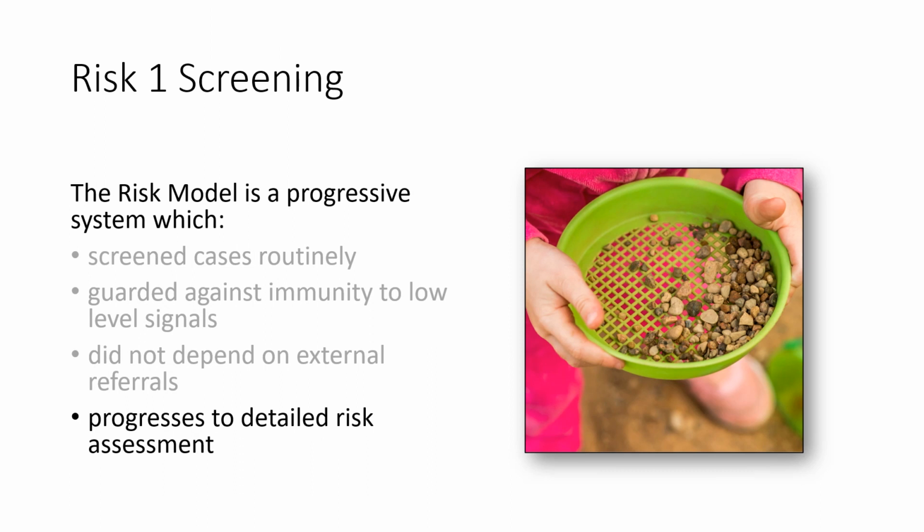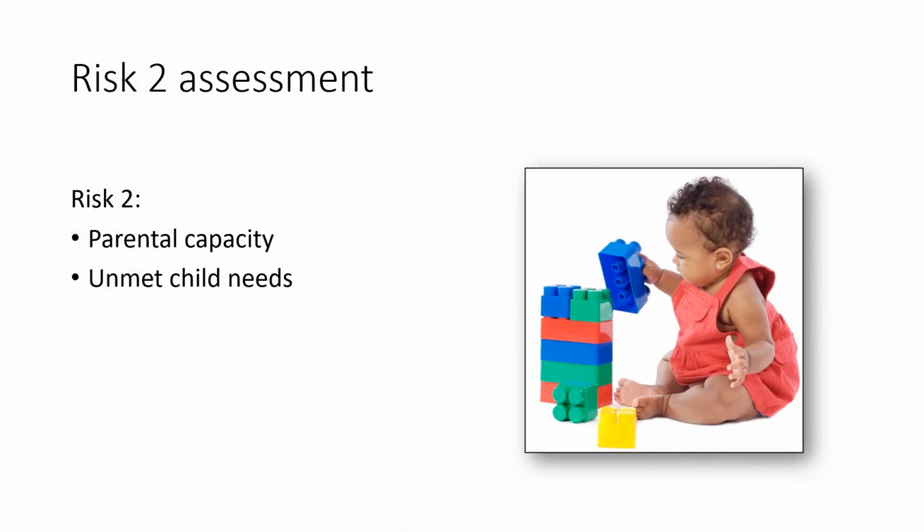And having asked the question about whether there was an indication of significant harm, if there was, the risk model enables further and more detailed risk assessments to be triggered. Risk 2 is a more detailed risk assessment. It builds the risk assessment progressively. It identifies harm by focusing on the relationship between a parent's capacity to meet needs with the unmet needs of the child.